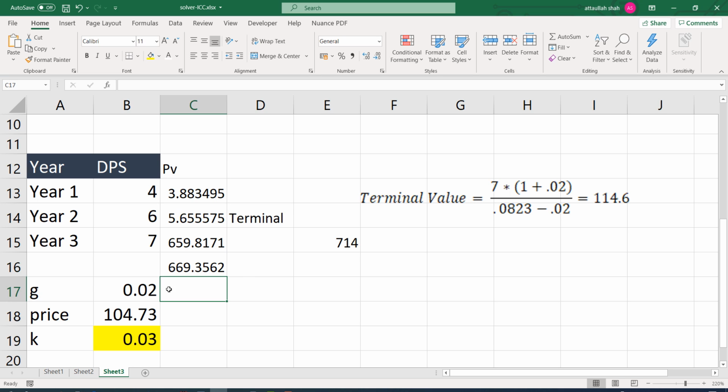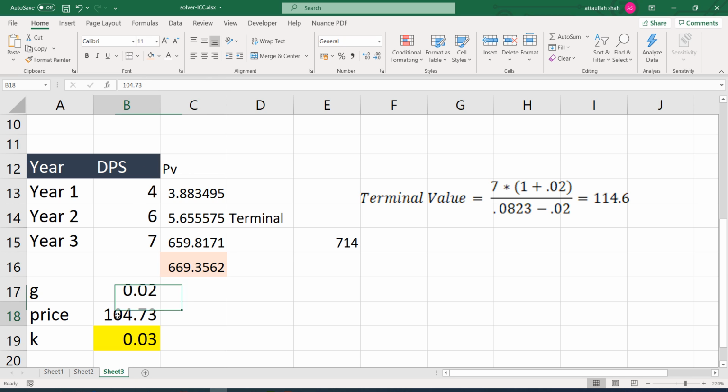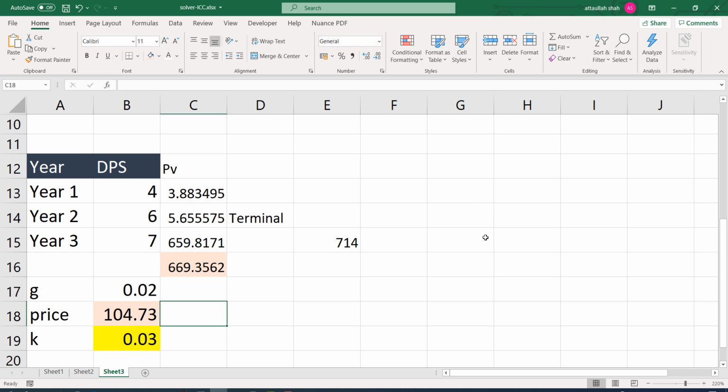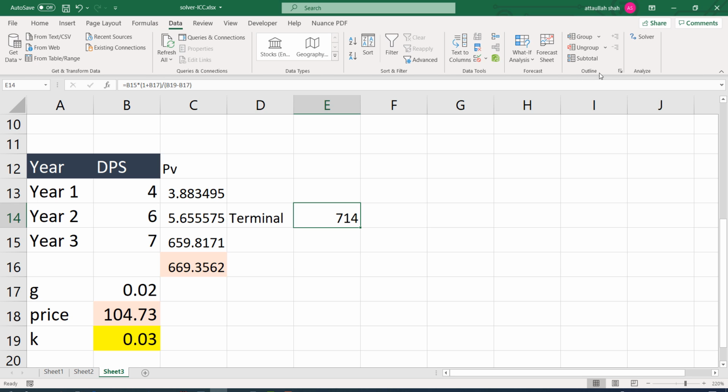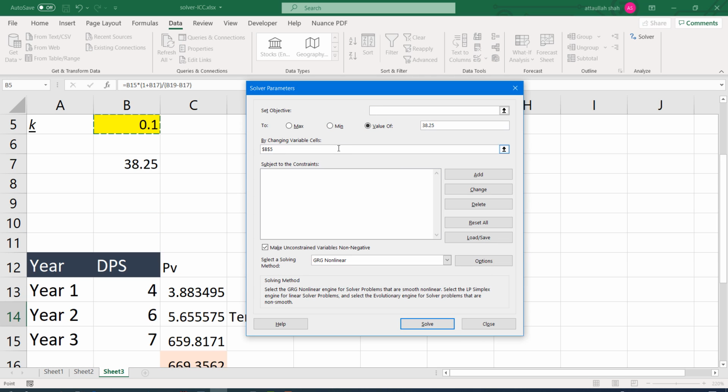We will try to get this value. We will try to equate this value with the share price. This will be our objective. Okay, so now we are good to go. I'm deleting the terminal value equation because it is creating some confusion. And terminal value here. Okay, now going to the solver, and since it has the previous solution, I am deleting that solution.